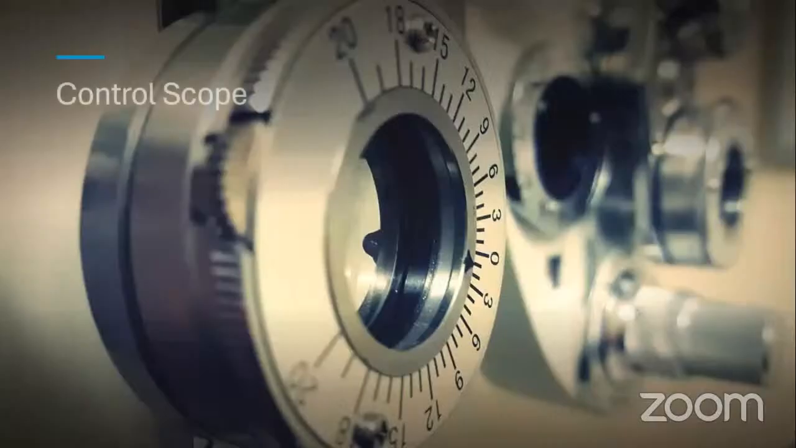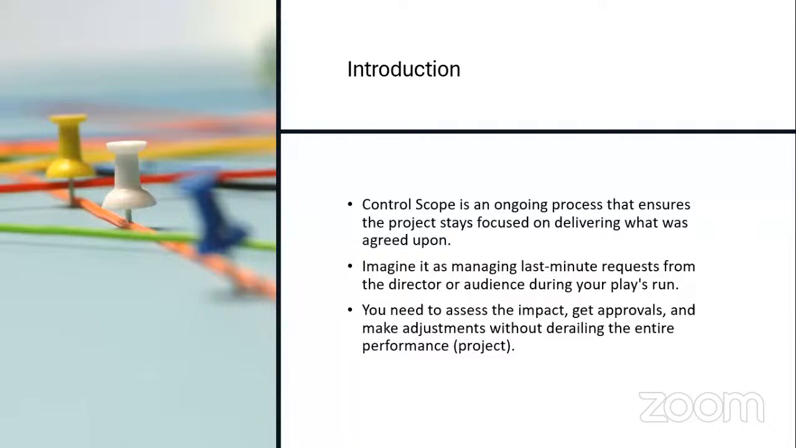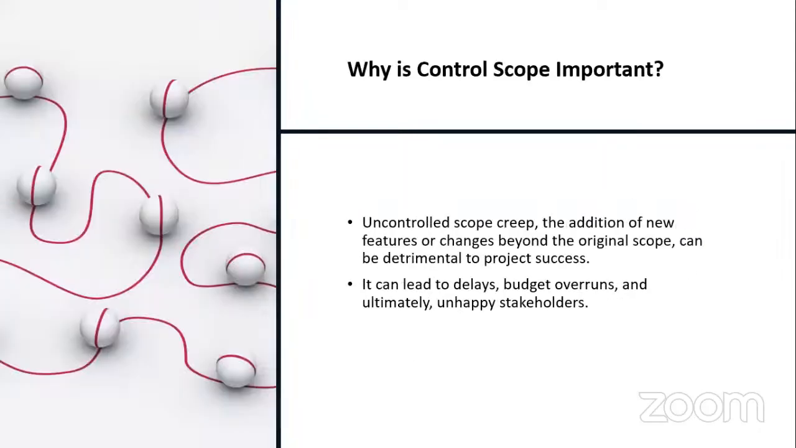All right. Now, let's look at the last process in project scope management, and that is where we are going to be drawing the curtain for the day, which is control scope. Control scope is an ongoing process that assures the project stays focused on delivering what was agreed upon. Imagine it as managing last-minute requests from the director or audience during your play's run. You need to assess the impact, get approvals, and make adjustments without derailing the entire performance, which is the project.